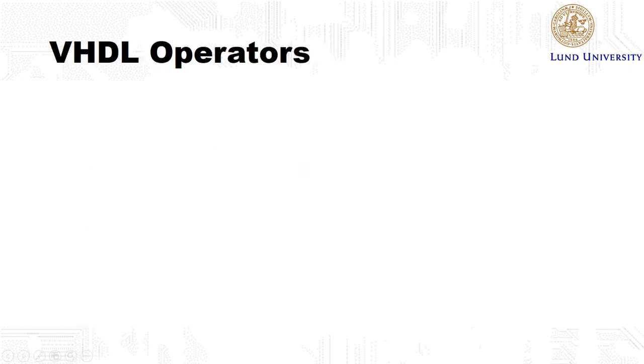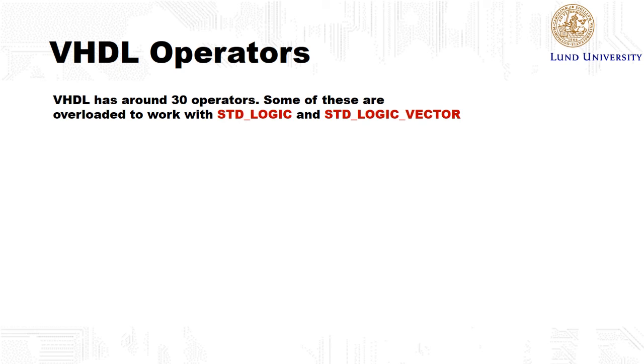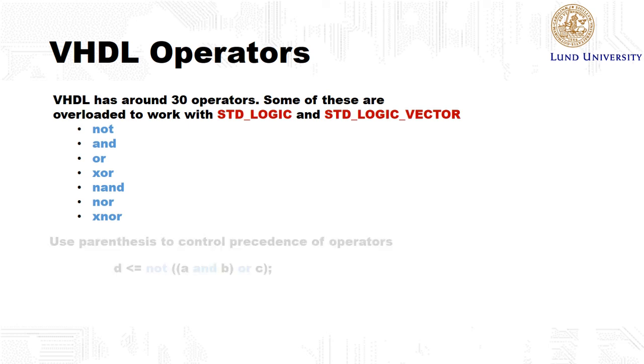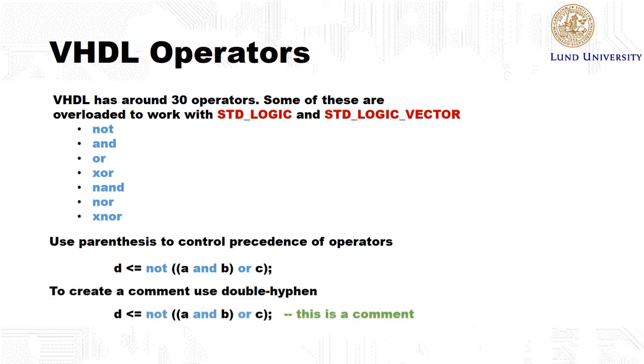VHDL has around 30 operators that operate on different data types. And only a small set of these have been overloaded to work with the STD logic and STD logic vector, and that is the NOT, AND, OR, XOR, NAND, NOR, and XNOR. To control the precedence of these operators, I recommend that you use parentheses so you get the right logic expression. And lastly, to create a comment in VHDL, we use a double hyphen, and then we write our comment like this.